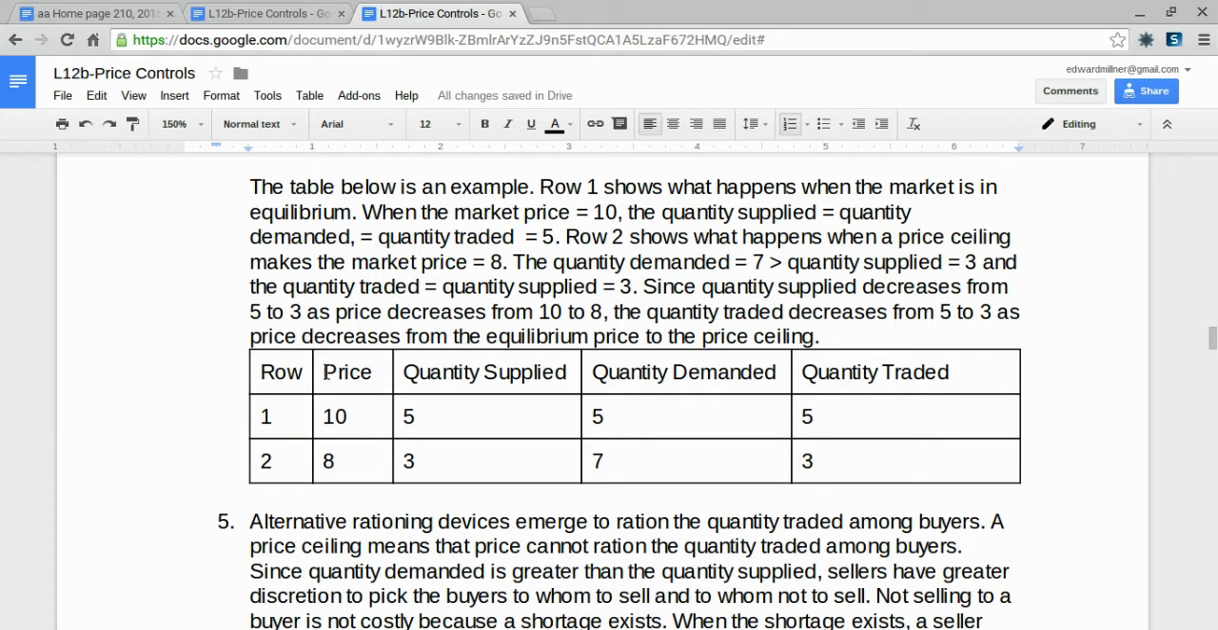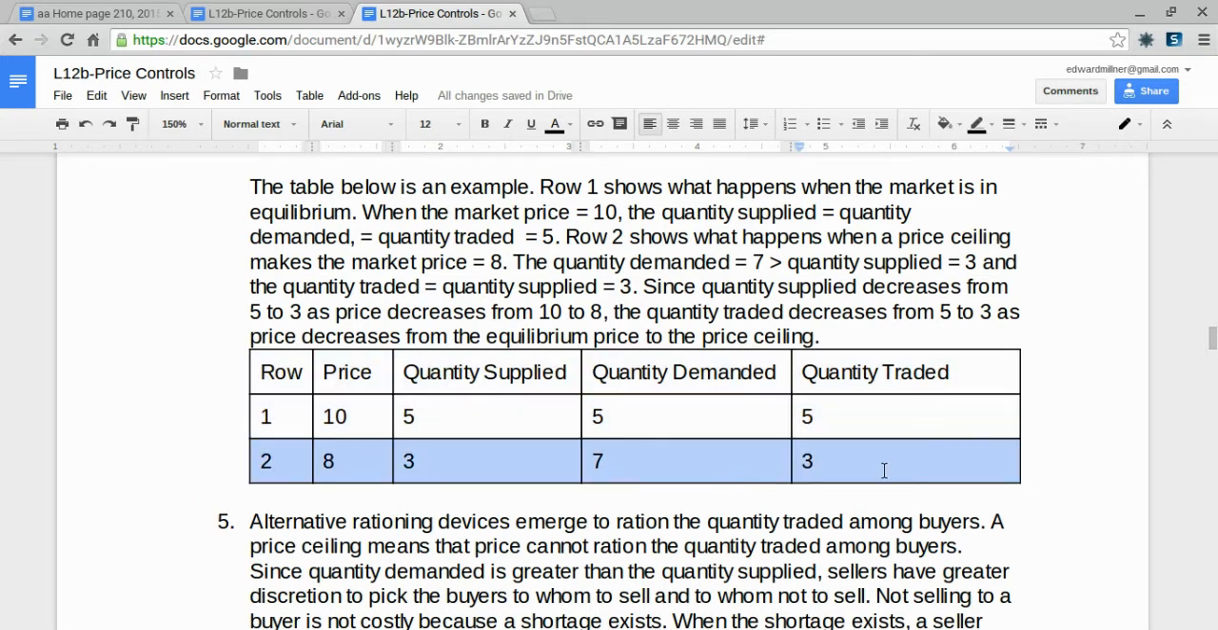Row 1 shows what happens when the market is in equilibrium. When the market price equals 10, let's highlight that row. When the market price equals 10, the quantity supplied equals the quantity demanded equals the quantity traded. They all equal 5.